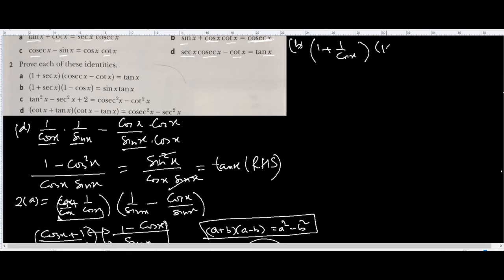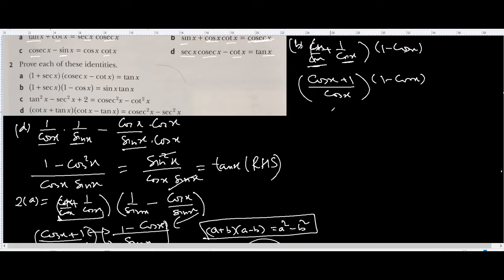And 1 minus cos x. Oh, it is an easier one. This is what we have to prove: sin x tan x. So we'll do something like what we did in the A part. So cos x over cos x here, so that the denominators are cos x. So we can combine them: cos x plus 1 over cos x, and 1 minus cos x. Same situation as we were here.